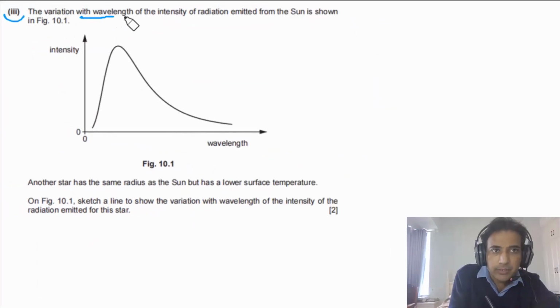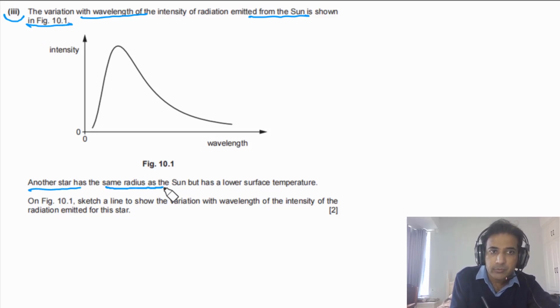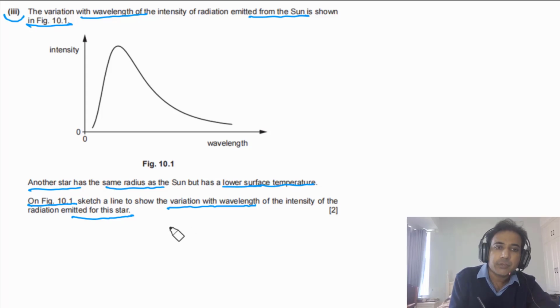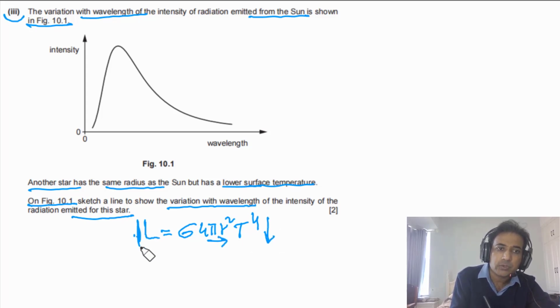The third part says the variation with wavelength of the intensity of radiation emitted from the sun is shown in figure 10.1. Another star has the same radius as the sun but has a lower surface temperature. On figure 10.1, sketch a line to show the variation with wavelength of the intensity of radiation emitted for this star. First of all, we can look at the luminosity of the star. Luminosity is equal to sigma 4 pi r square times T to the power of 4. Radius is the same, surface temperature is lower, it means luminosity is lower.